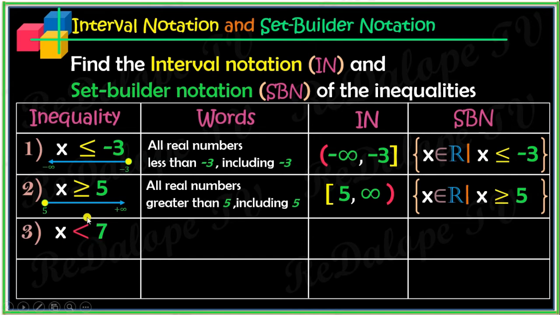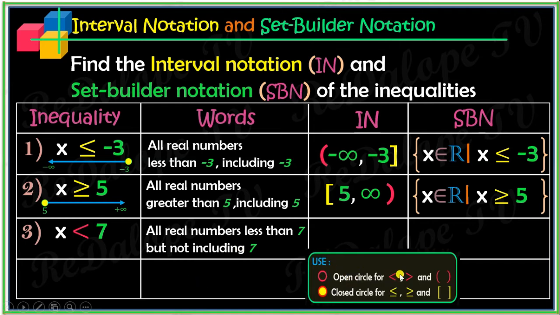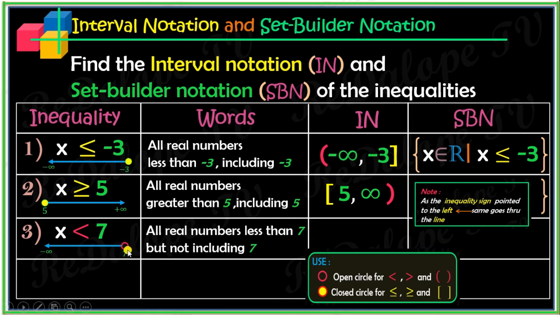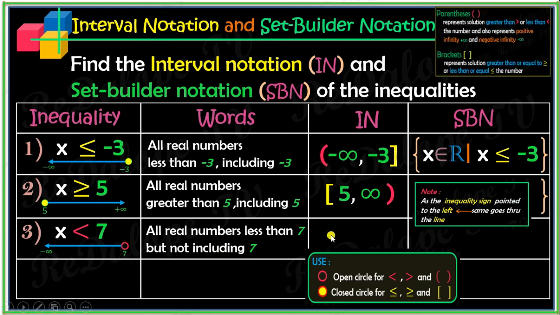The solution for this inequality is all real numbers less than 7 but not including 7. Since this is a less than symbol, we will use the open circle. And since the symbol points to the left, the direction should also point to the left. So we have the open circle at 7 and the arrow toward negative infinity. For the interval notation, we have negative infinity, comma, 7, close parenthesis.